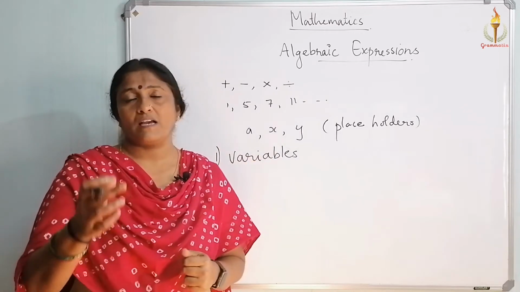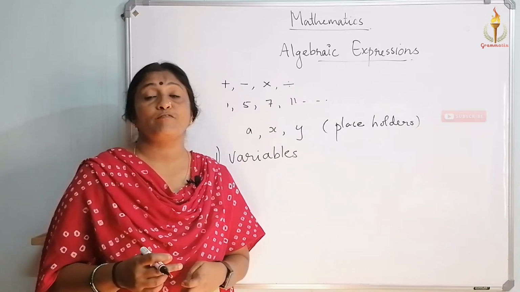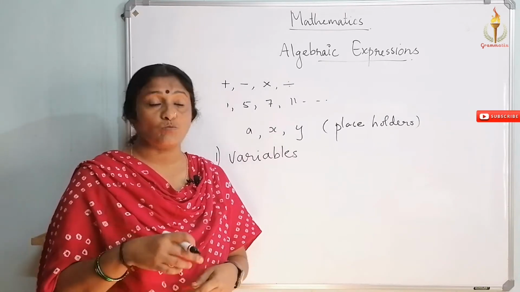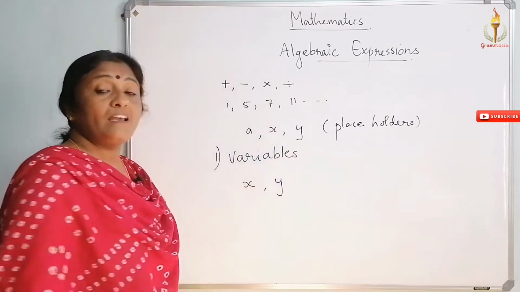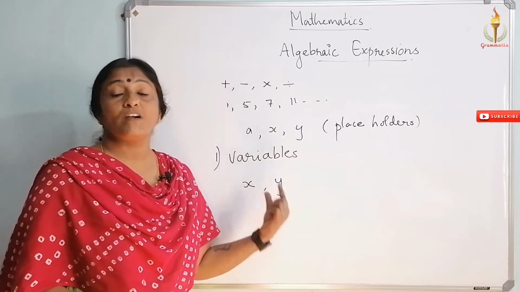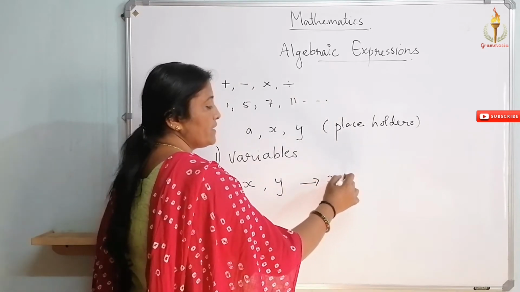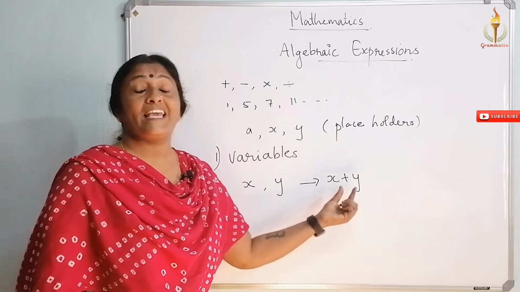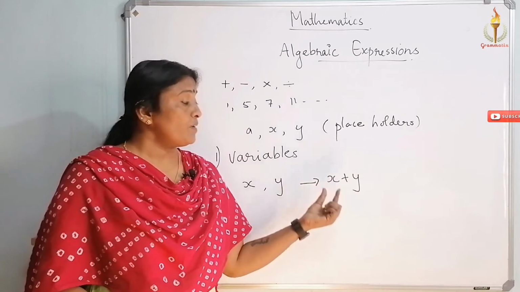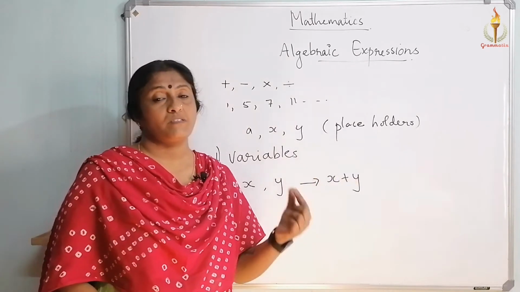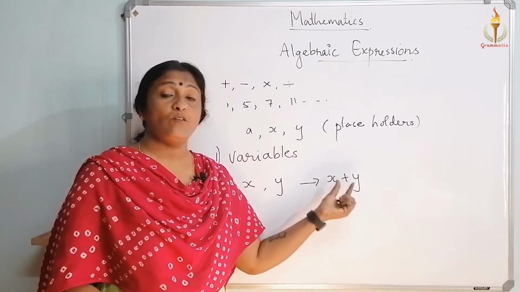Let us understand this with an example. If I want to write the sum of any two numbers, we will take x as one number and y as another number. If x and y are two numbers, how will you write the sum? Their sum will be x plus y, where x and y are any two different numbers. Maybe they can be the same also, but x and y are two different numbers. We don't know these numbers, so they are the variables.